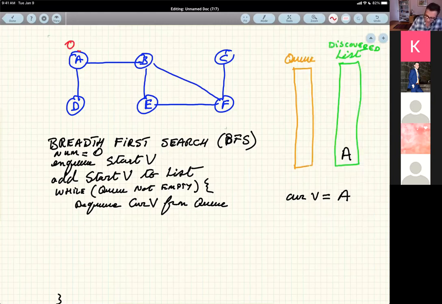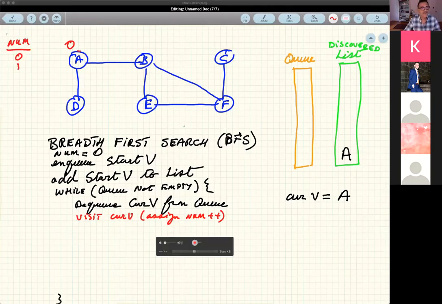So visit the current vertex, assign it the number, assign it num plus plus. So it gets 0 and now num becomes 1. Let's keep track of num over here. It was 0, now it's 1. Okay, we're good so far?